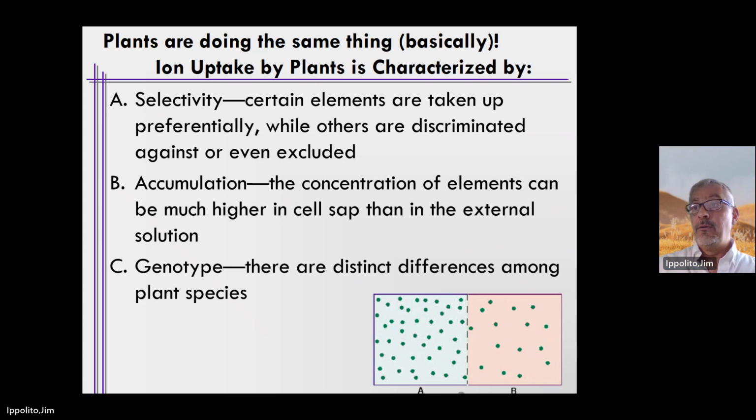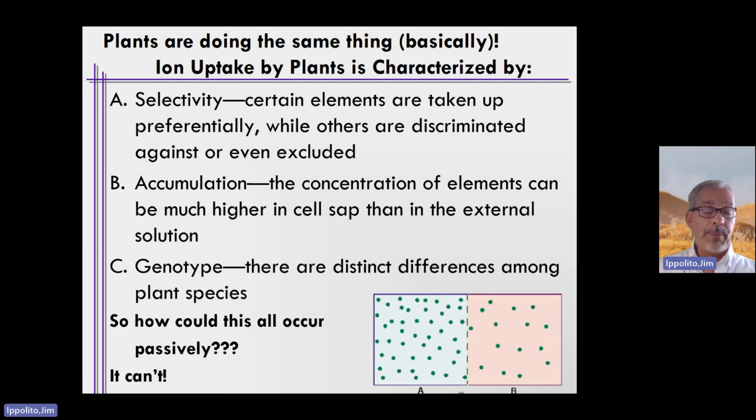They're fighting accumulation or a concentration gradient. They're fighting against different genotypes that are present within plant species themselves. So different plant species operate differently in terms of accumulation and selectivity. And so how does this all happen? How can this all be passive? It really can't. It cannot be all passive. It cannot be all driven by root interception, mass flow, and diffusion. It just can't.